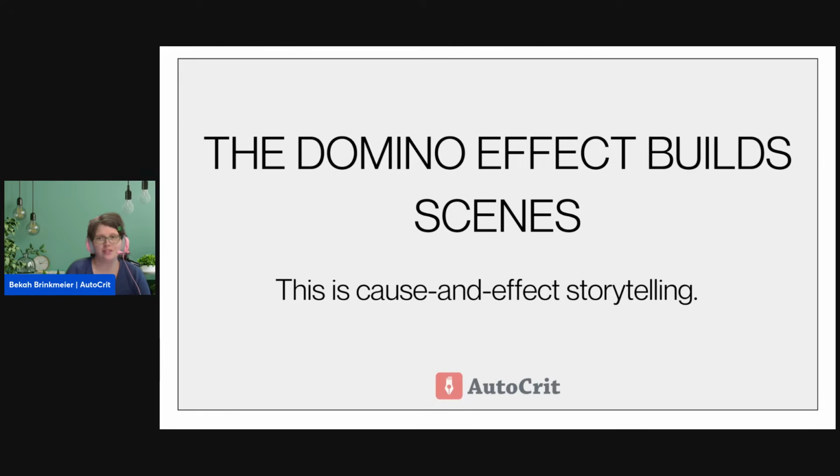So the character wants something, which is your goal. Something blocks them, which is your obstacle, and then the result changes the situation, which is the outcome. And that outcome naturally creates the next goal. So this is a circle. It is repeating itself. This daisy chain creates cause and effect storytelling. When the resolution of one scene immediately triggers the necessity of the next, your pacing suddenly becomes unputdownable. We have to keep going. We have to know what's going to happen next. I love this as a storytelling technique.